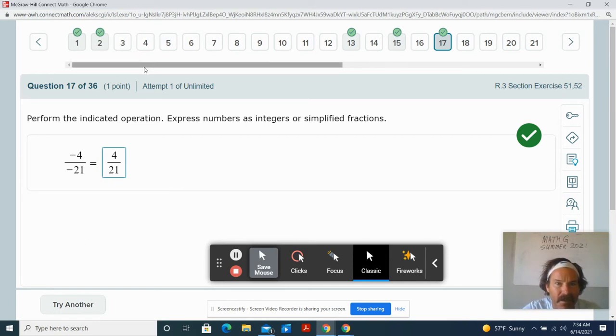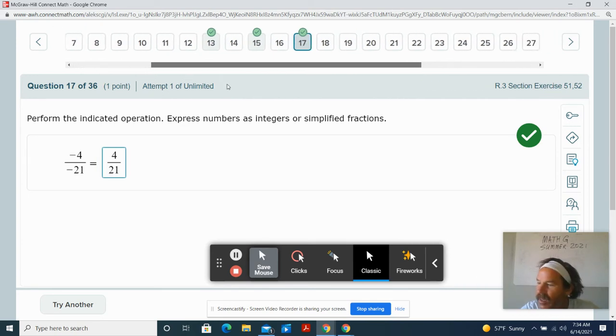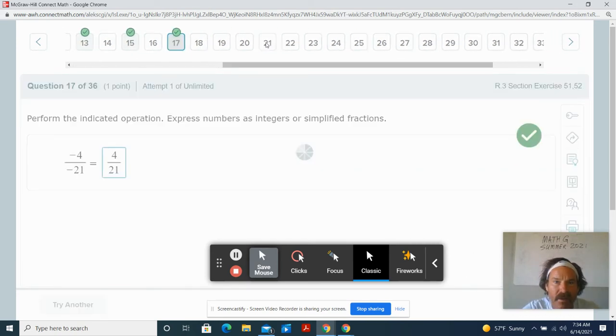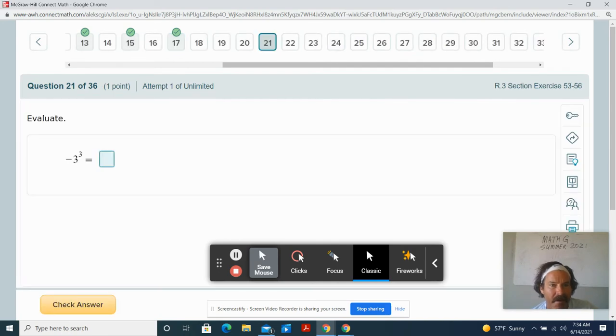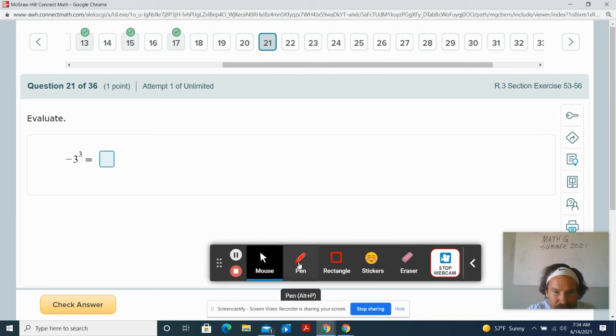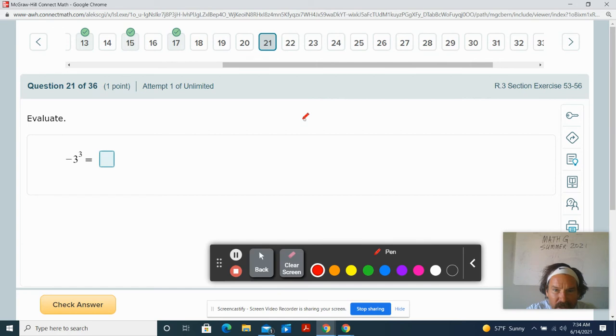Okay, so let's see. 21 is the next one I want to go over. Okay, so this one here is when it says evaluate, that just basically means find the answer. We have to be very careful here with something called an exponent. So let's talk a little bit about exponents. When you have an exponent, I'm going to just take 3 raised to the 3rd power.